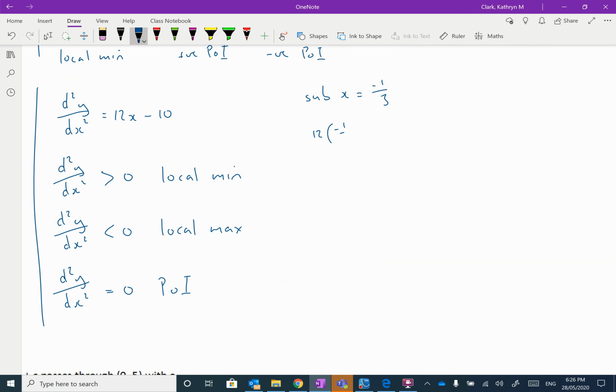12 lots of negative 1/3 minus 10. Again, I don't really care what this equals. I just need to know whether it's positive or negative. So 12 times by negative 1/3 is going to be negative 12 on 3, which is negative 4. Take 10 is going to be a negative number. Alright, so because it's less than 0, this must mean that it's a local maximum. So negative 1/3, 370 on 27 will be a local maximum.